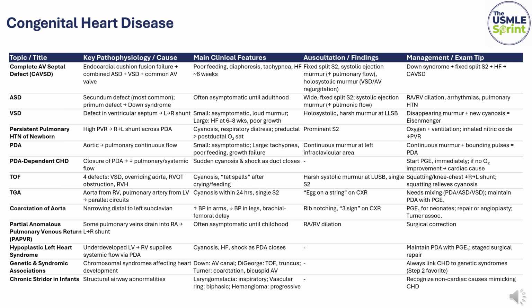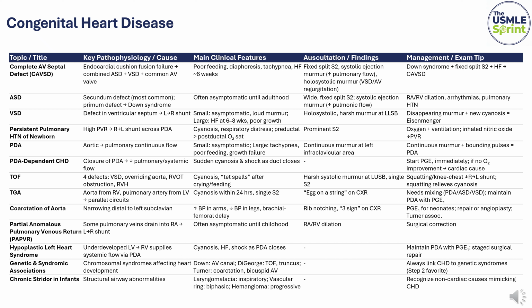Now, probably the most famous cyanotic heart defect, Tetralogy of Fallot. There are 4 features: a ventricular septal defect, an overriding aorta, right ventricular outflow tract obstruction from pulmonary stenosis, and right ventricular hypertrophy.